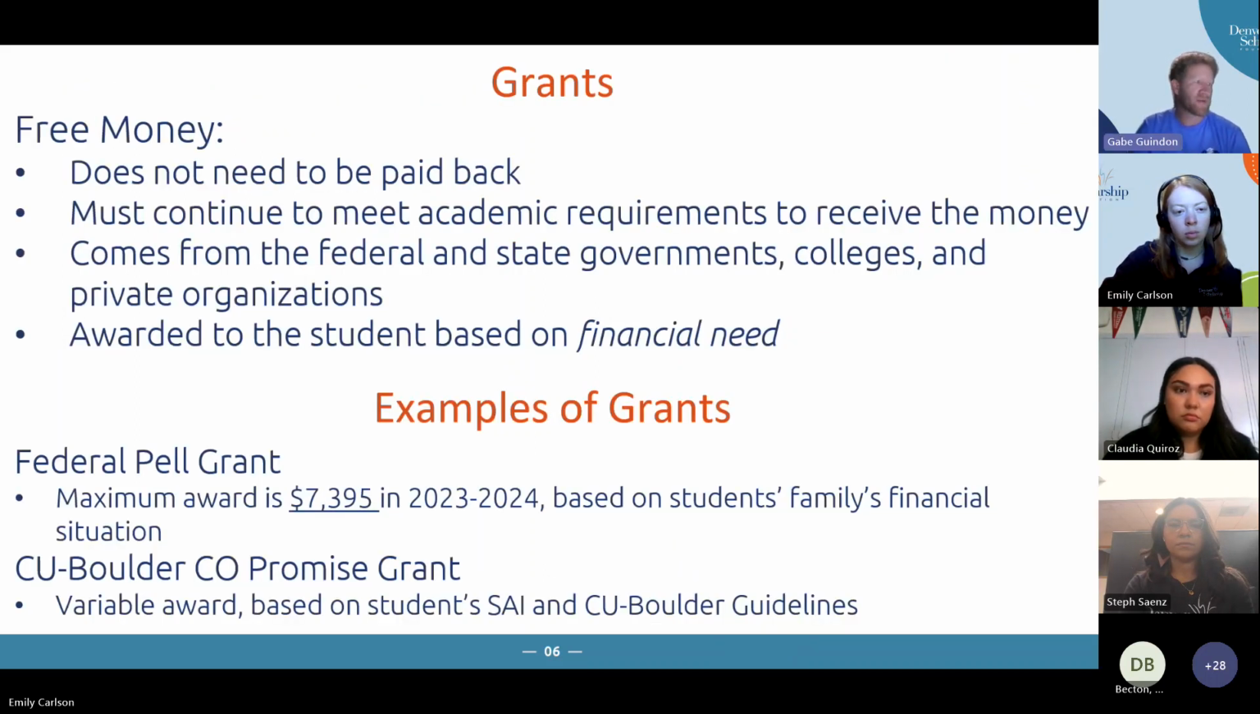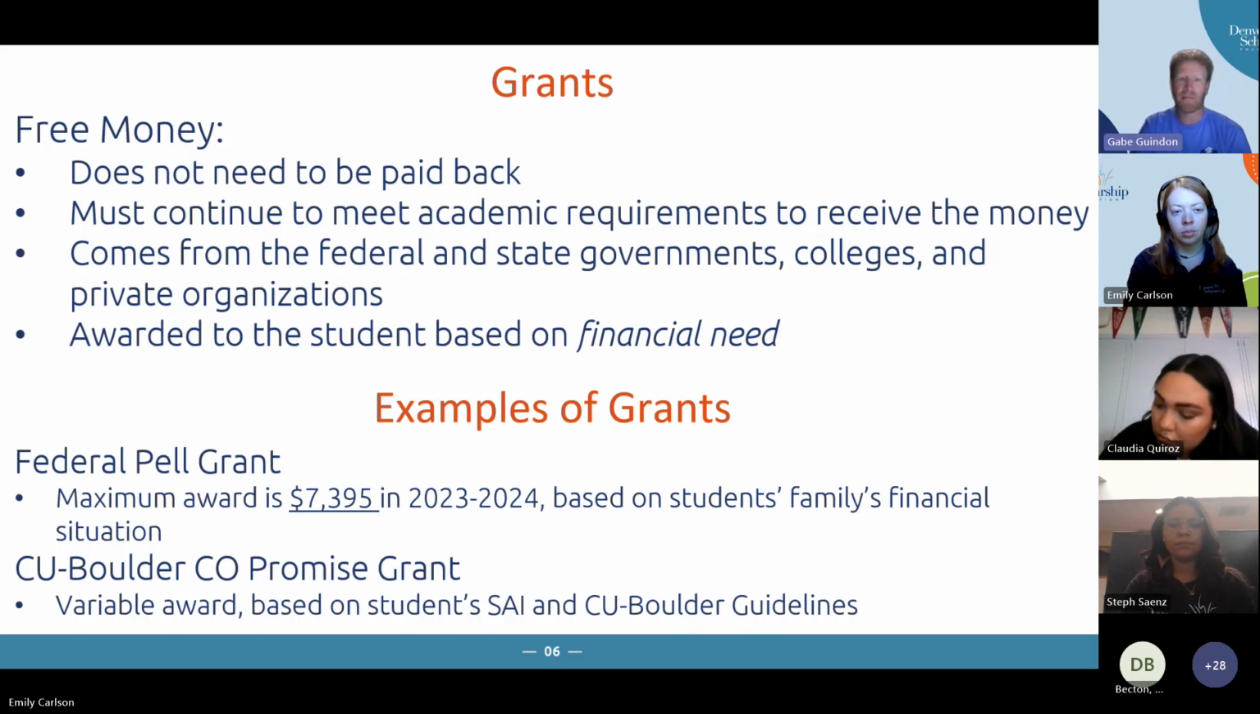We're going to break down a little bit further those different components. So grants are essentially free money, and DSF college advisors will be talking to their students in that light. They're not aid that needs to be paid back. Students, in order to earn need-based grants, will have to demonstrate financial need, and they'll also have to continue to meet academic requirements to receive that money. Grants generally are coming from the federal government and state governments, but colleges as well will have autonomy to provide grant aid to students.